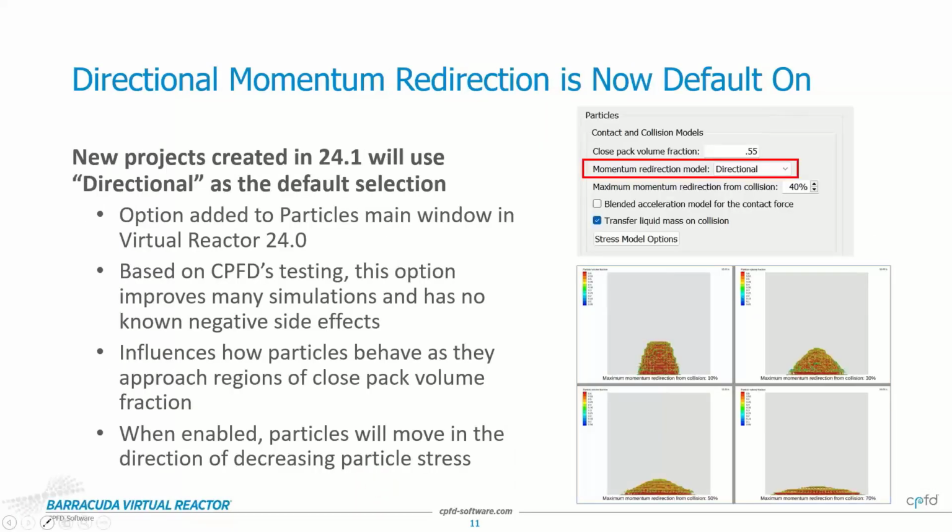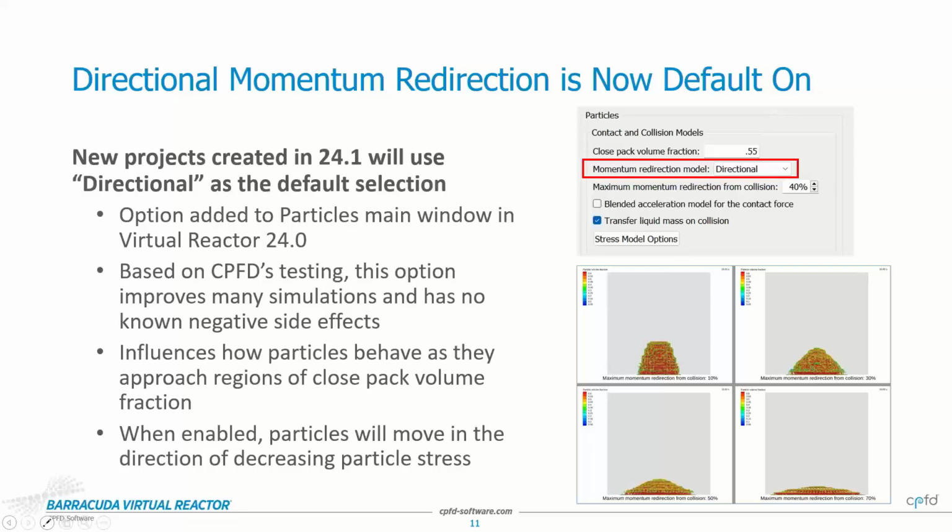Moving on to a few other new features of this release. One is that we've made the directional option the default selection for momentum redirection model. This option was introduced in version 24.0, and we found that it improves the realism of particle movement in many simulations without having any negative side effects.